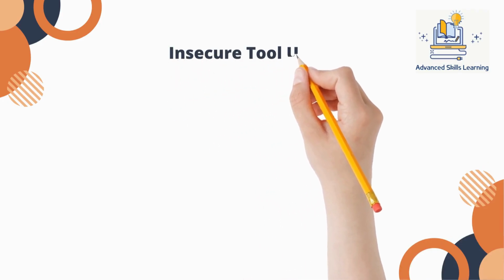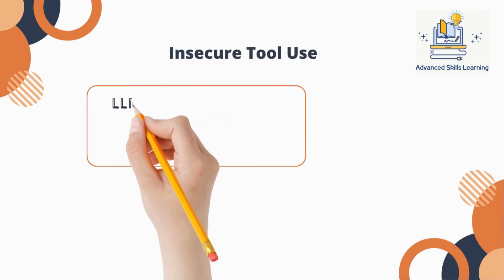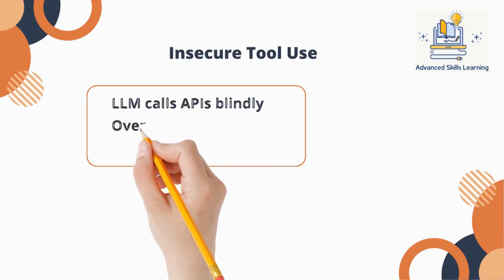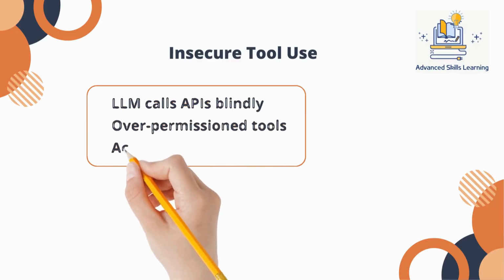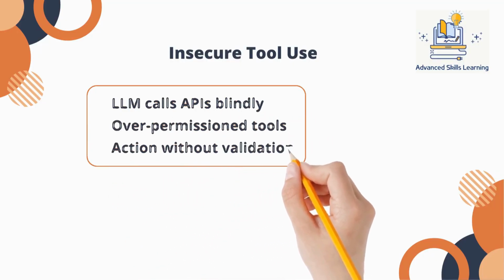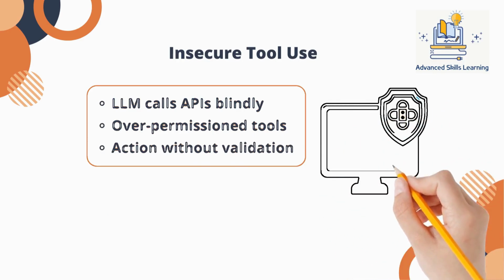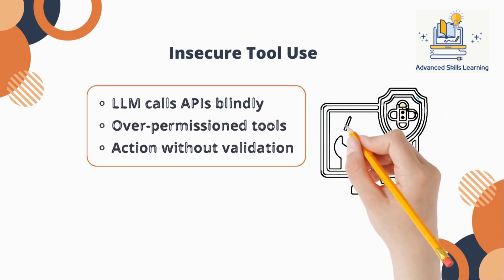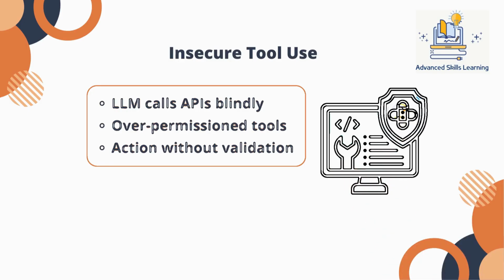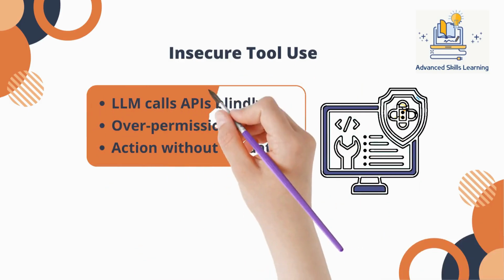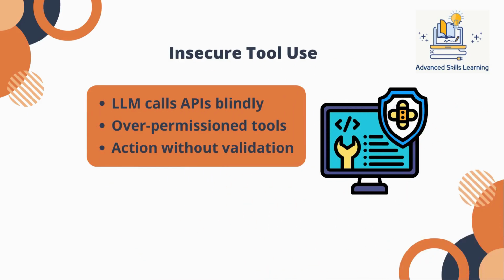Tool use introduces another serious risk: insecure action execution. If your LLM can call APIs, such as sending emails, issuing refunds, or updating records, you must strictly control permissions. An over-permissioned tool combined with prompt injection can cause real-world damage. The model might be tricked into performing actions it was never intended to execute.